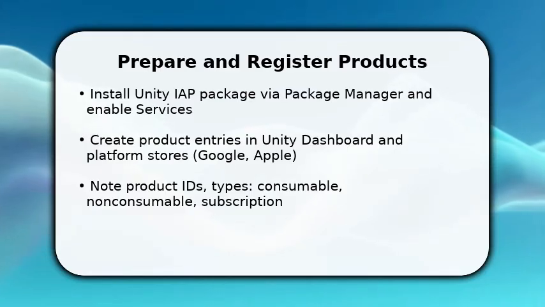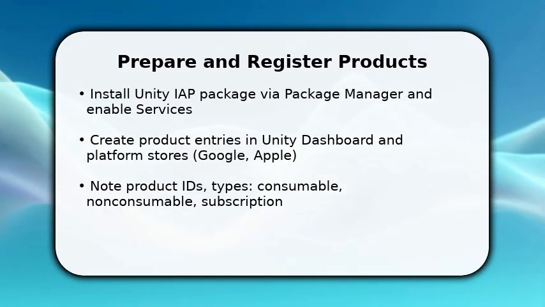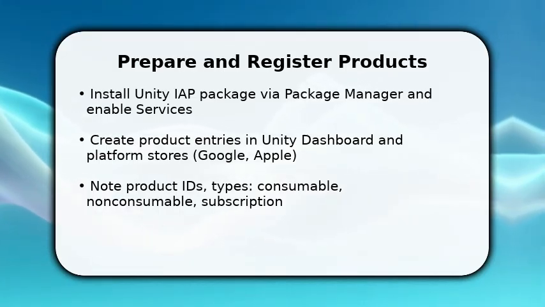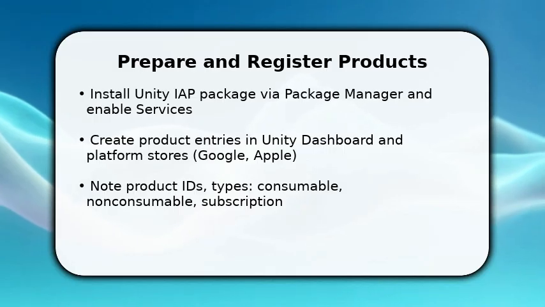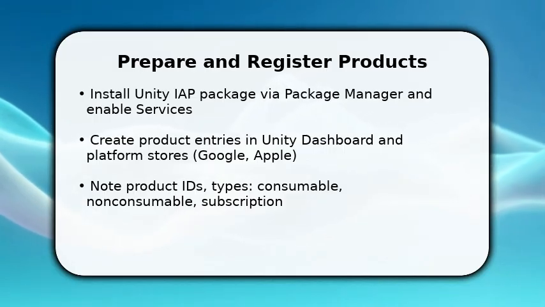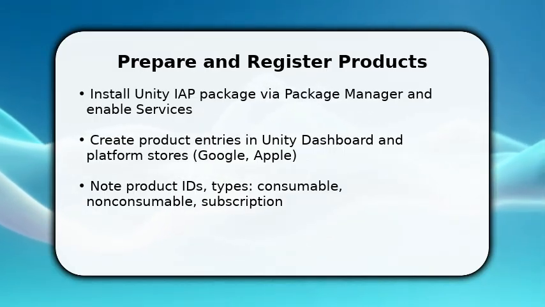You start by installing Unity IAP and enabling services so billing APIs are available. This gives you the SDK hooks. Next, create matching product entries in the Unity dashboard and your target stores and copy their product ID. Consistency matters because Unity maps purchases by ID.